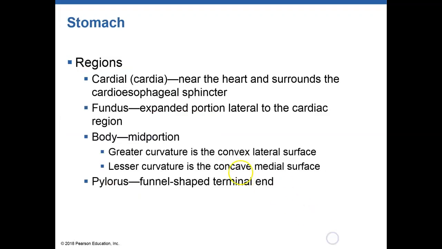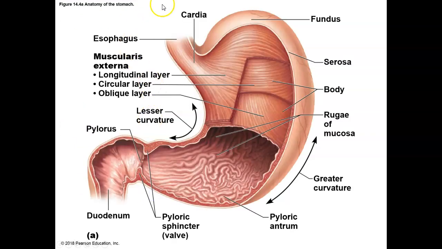So there are four basic regions to the stomach. The cardia, which I'll show you in a minute, is located near the heart, and that's where it gets its name. The fundus, which is a large expanded portion of the stomach, the body, and then the pylorus. So let's look at those structures.